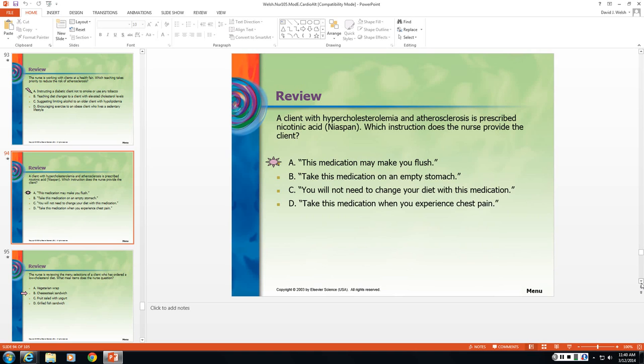Okay, a client with hypercholesterolemia and arteriosclerosis is prescribed a medication. Which instruction does the nurse provide to the client? A, this medication might make you flush. B, take this medication on an empty stomach. C, you will not need to change your diet with this medication. Or D, take this medication when you experience chest pain. Okay, they need to make sure that they know that this medication might make them flush. Because of what?